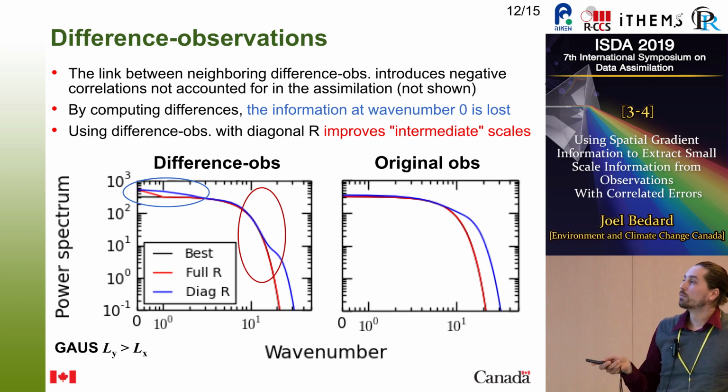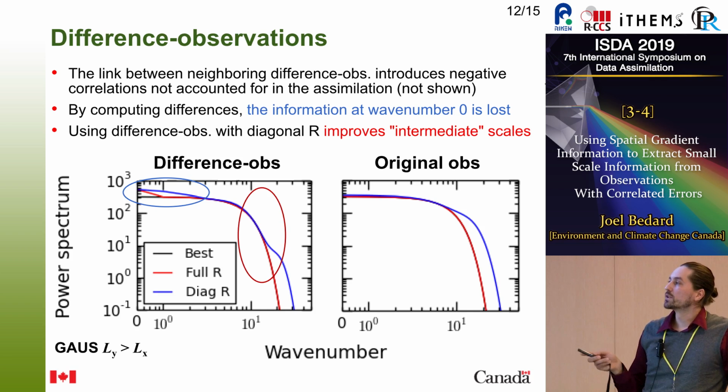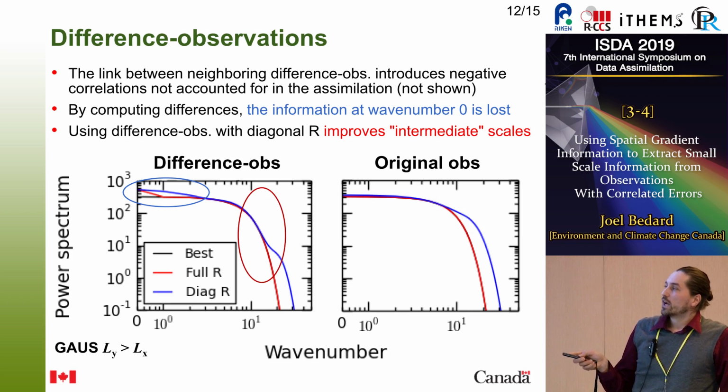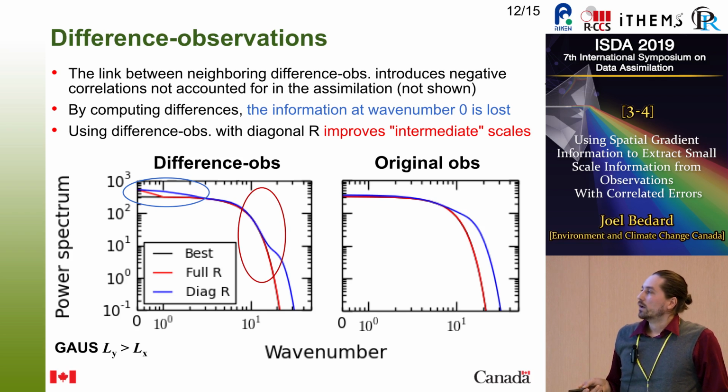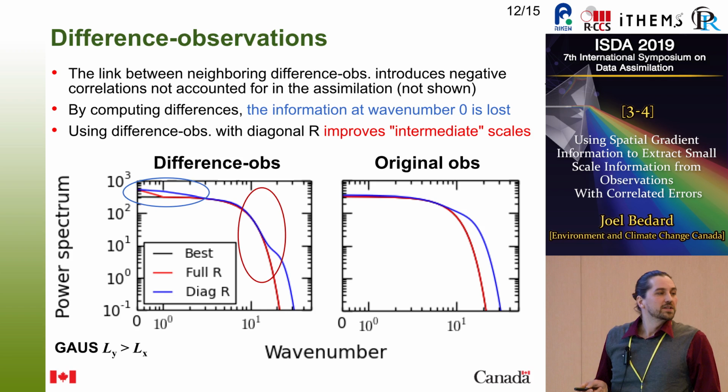So we're completely losing the information at wave number 0. But when we use a diagonal R, we see the impact of that bell shape I just showed you. So we're doing pretty well in the intermediate case, but we're underfitting the observation at large and fine scales. But when we compare that to what we were doing when we were assimilating all the original observations with the optimal inflation, we realized, as I circled in red, that there are some potential benefits there.